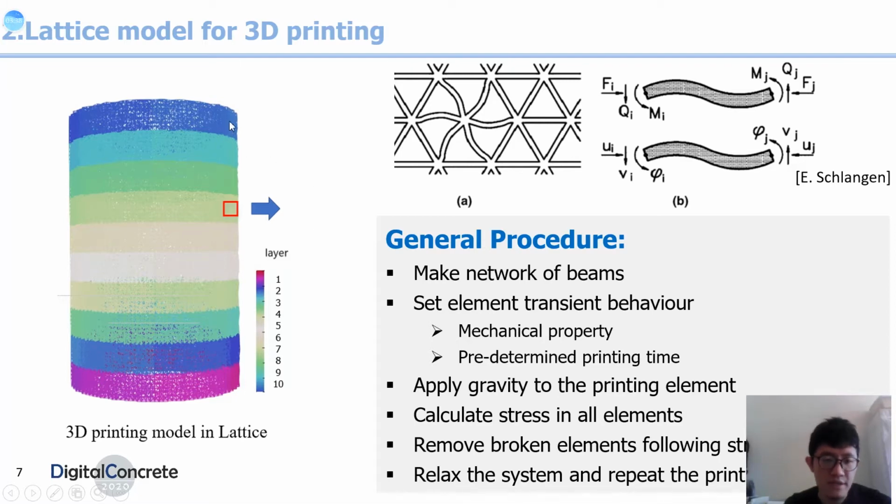When we do the simulation of 3D printing in a lattice model, we usually follow this flow chart. First, we need to do some model preparation work. It means we need to discretize the model using Timoshenko beams. And then we will set mechanical properties. We will set element transient behaviors, including the mechanical properties, and predetermine the printing time. Then we apply the load to the system, calculate the element stress, then remove the broken elements following the strength criteria, and relax the system, continuing to the next part's printing.